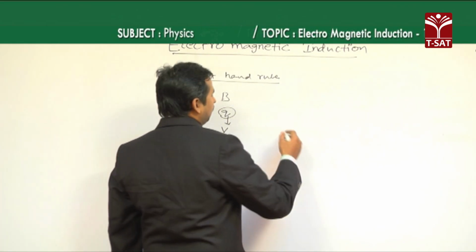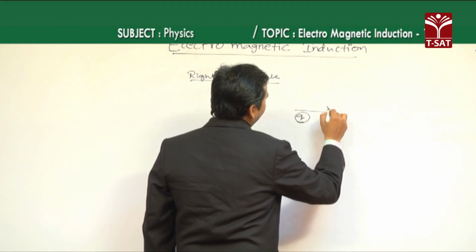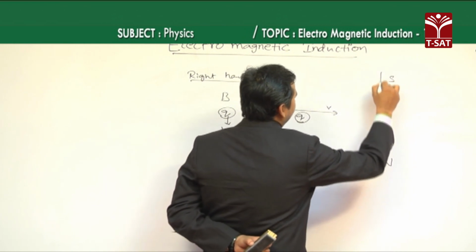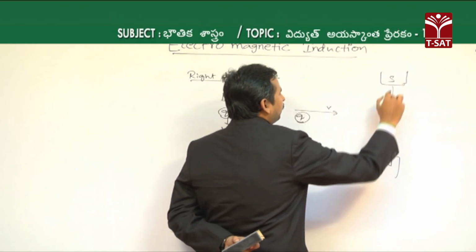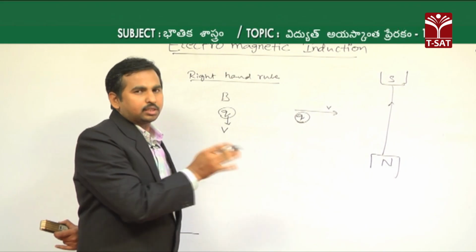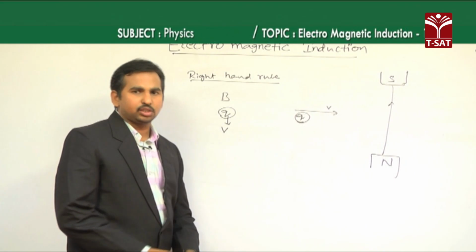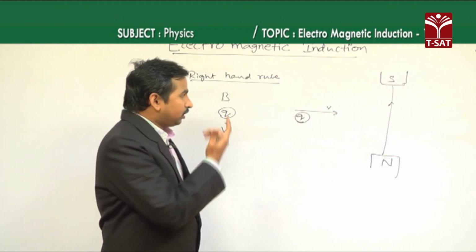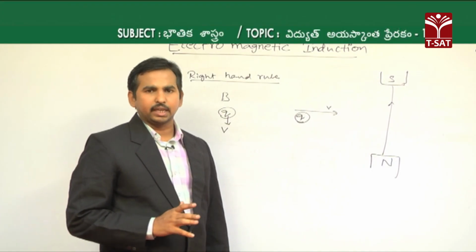For example, like this. Here this is the charge q, which is going in this direction with the velocity v, and we have a north pole and a south pole like this. Then the magnetic lines of force go upwards like this, from north pole to south pole, which means the charge is coming perpendicular to the field. Then how to take the direction here: we have to take the charge going perpendicular to the magnetic field direction.